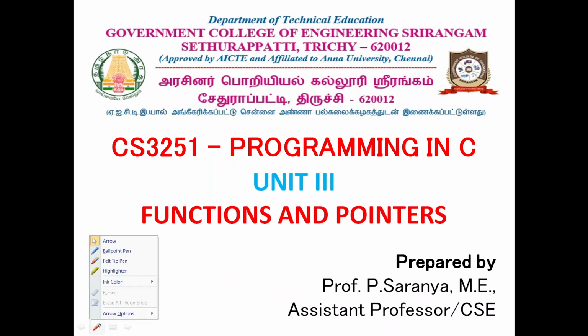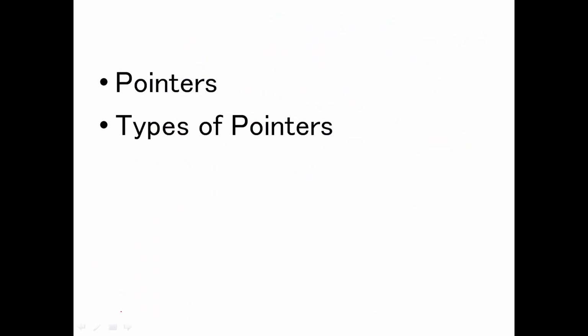CS3251 Programming in C Unit 3 Functions and Pointers. In this lecture, we are going to see two topics, pointers and types of pointers. In the previous lecture, we have seen about the functions and how to create the function and two types of functions. In the last, we have seen the recursive function. In this lecture, we are going to see about pointers and its types.